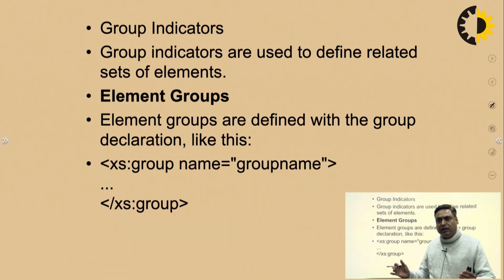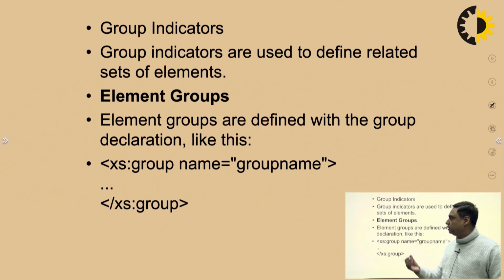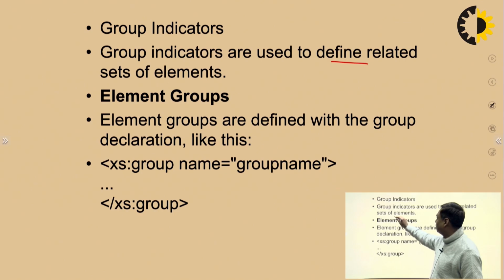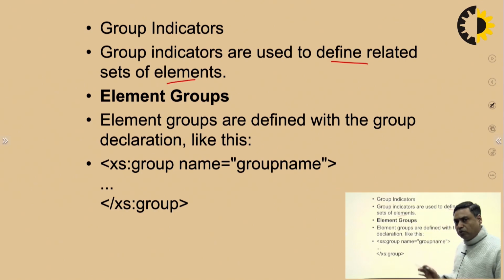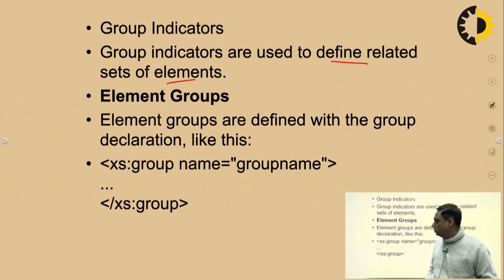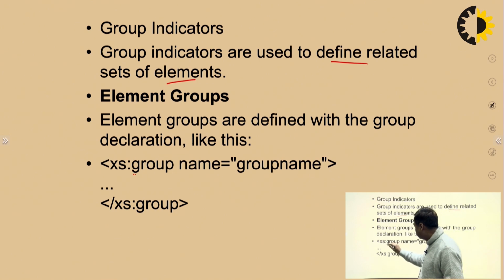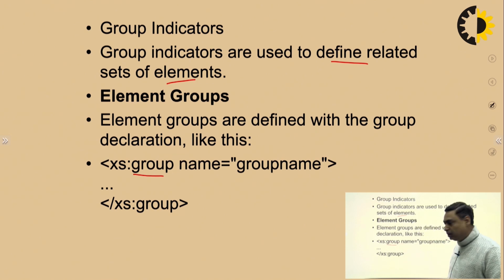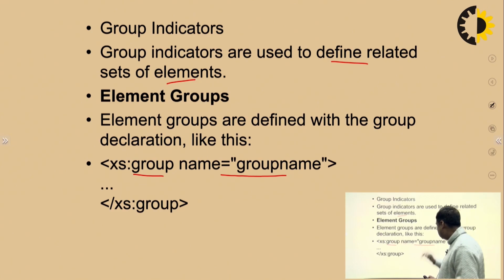Group meaning is that the relevant elements can be grouped under one name. So whenever we refer to a group name, we can say this is the set of elements. Group indicators are used to define the related set of elements. If you want to make a group of some elements, we will use the group XML schema. This is the group indicator, and we give the name of the group. Further, we can refer to this group with the help of this group name.